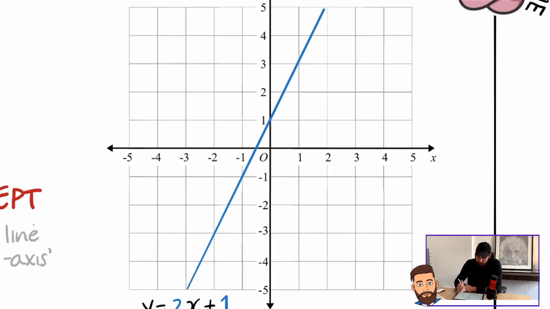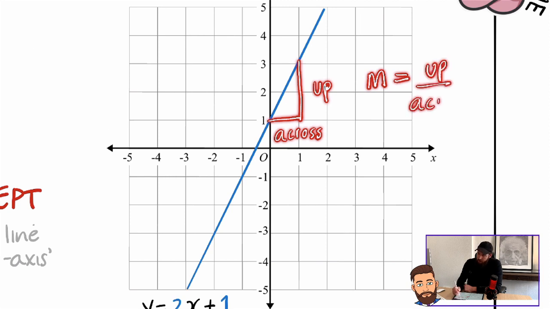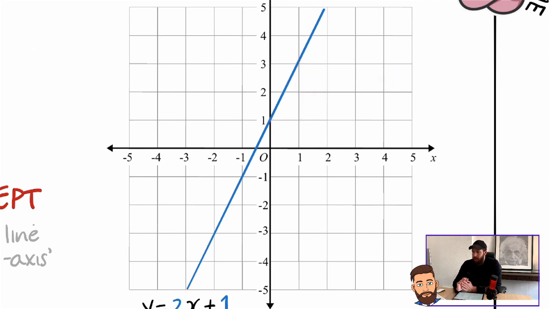So it has a gradient, which we know from the previous lesson is how many across to how many up. The change in up divided by the change in across. So we saw that m, the gradient, equals up divided by across. And we went in depth at looking at different graphs and different lines and how the gradient's different for each one. But effectively, the gradient just changes the steepness of the line.